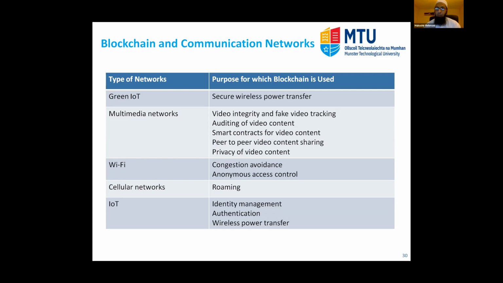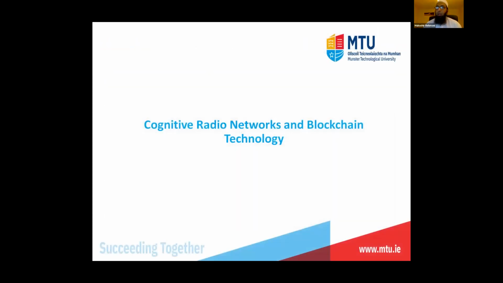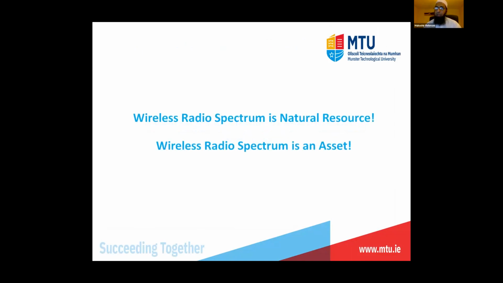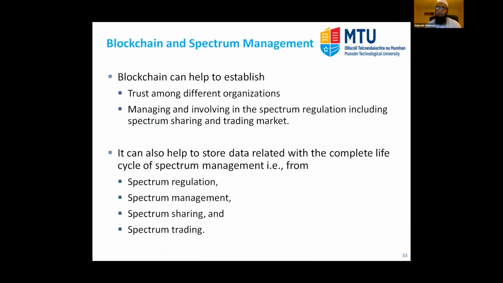Now let me consider one particular case in more detail, which is cognitive radio network and blockchain technology. As I mentioned, the cognitive radio network is there in order to use the wireless radio spectrum in an efficient manner. And as I mentioned previously, the wireless radio spectrum is a natural resource asset, and there was unused wireless radio spectrum due to the fixed spectrum radio assignment policy. Cognitive radio devices help to identify that unused spectrum and build the network. So blockchain can be used in spectrum management.